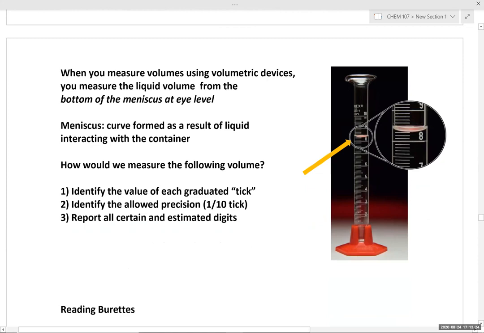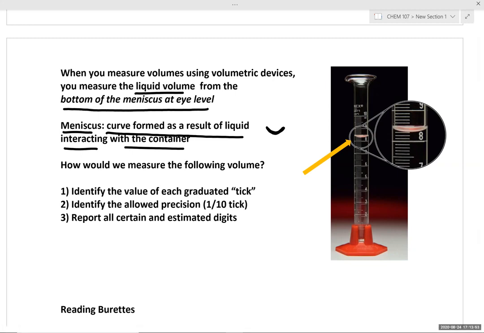So let's talk a little bit about measuring volumes. You measure the liquid volume from the bottom of the meniscus at eye level. Now, what is the meniscus? A meniscus is a curve formed as the result of a liquid interacting with the container. In this class, your meniscus will always be concave. If you see a convex meniscus, you're either dealing with an organic compound or you're dealing with mercury, neither of which are particularly fun to handle.